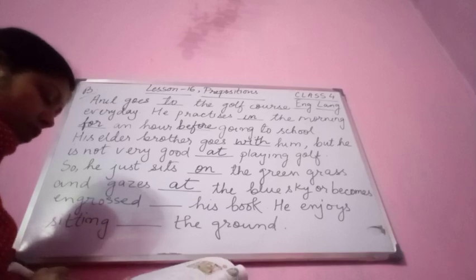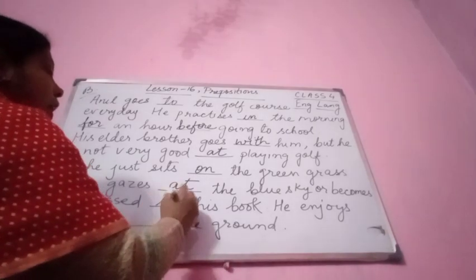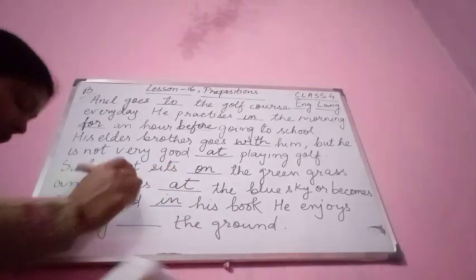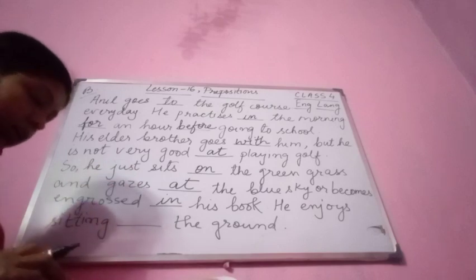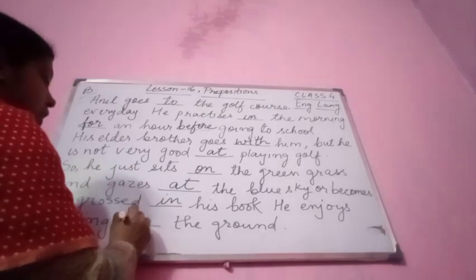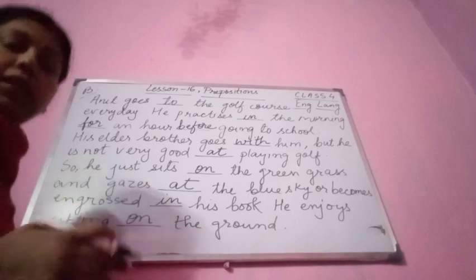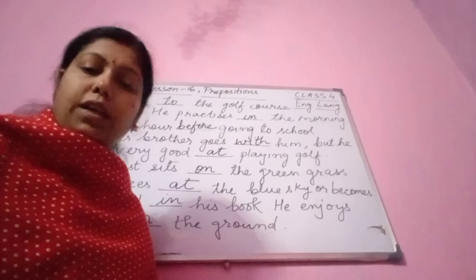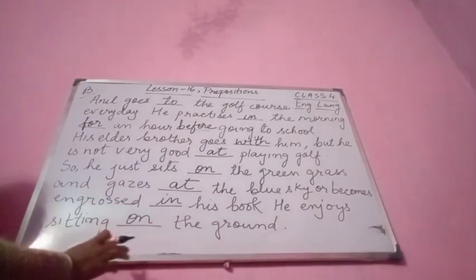So becomes engrossed in his book. Okay, in his book. He enjoys sitting on or in the ground? So he enjoys sitting on the ground. Again, surface is here, because if you sit on the ground, it is always on the ground, never do we use in the ground.